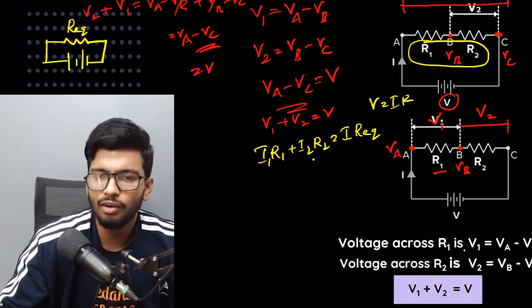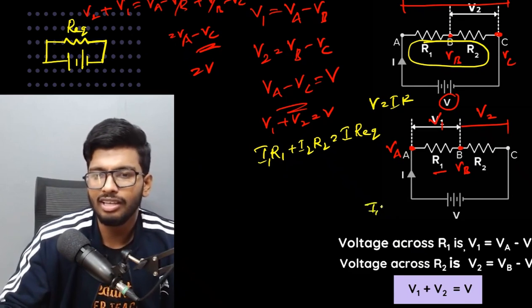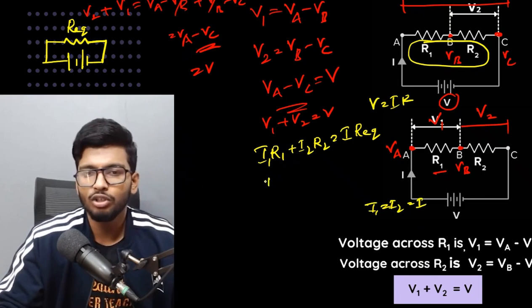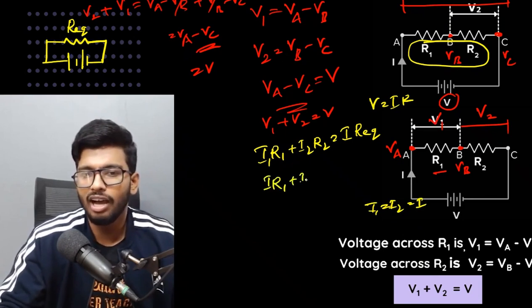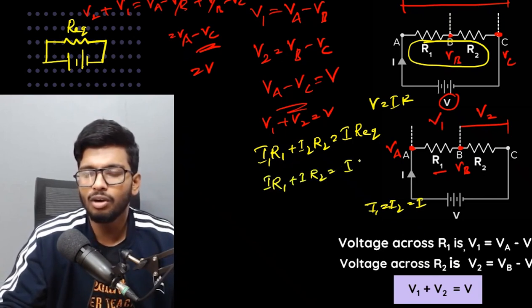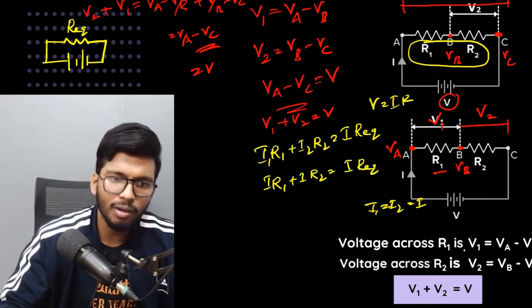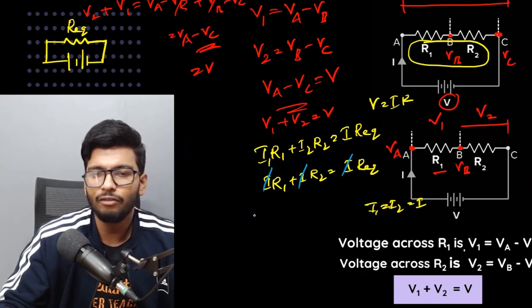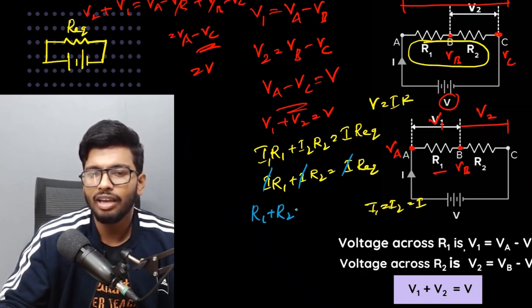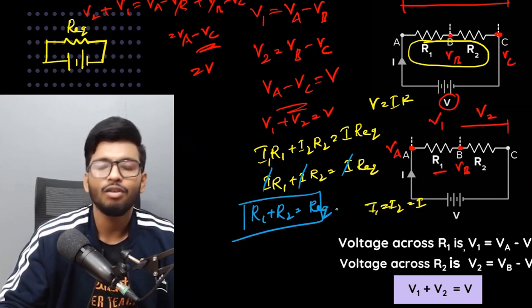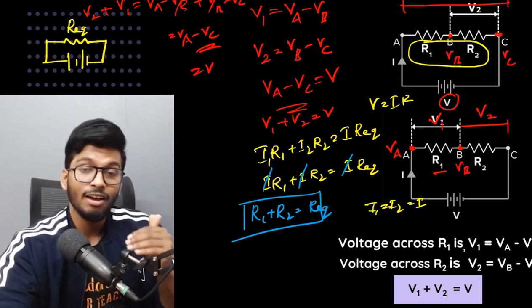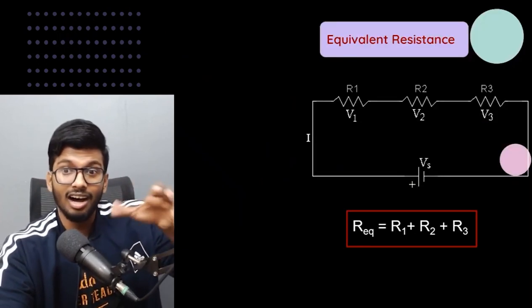So once you put this down over here, guys, now we know that I1 is equal to I2, which is equal to I. So in place of I1, I can write I. So this will be I into R1 plus I into R2, which is equal to I into R equivalent. So from here, people, you can clearly see that I gets cancelled. So what are you left with? R1 plus R2 is equal to R equivalent. This is the formula to calculate the equivalent resistance when the resistors are connected in series.